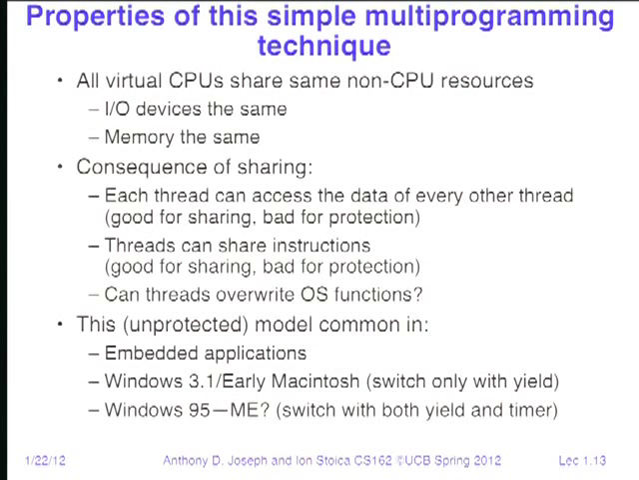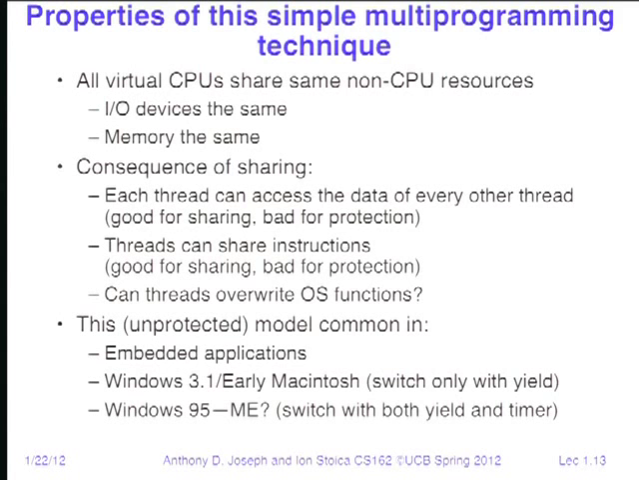Okay. Now, properties that we get with this very simple technique: all of these virtual CPUs share the same I/O devices. They share the same memory. Okay? And so the consequence of this is, as I said before, when we're operating within the same address space, we get the advantage of very efficient sharing. Right? The disadvantage is one thread misbehaves, it can scribble all over the contents of memory and disrupt things for the other threads, cause the process to crash.